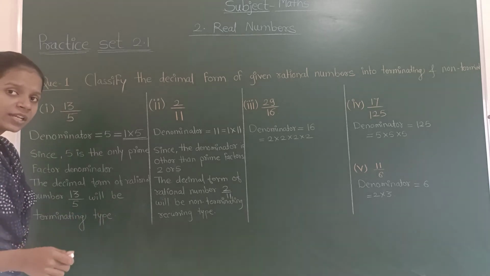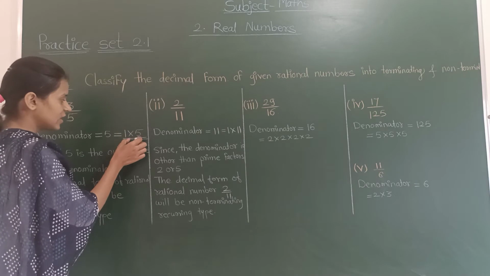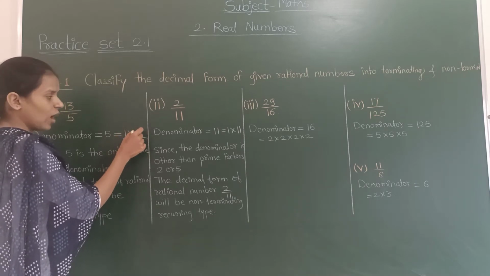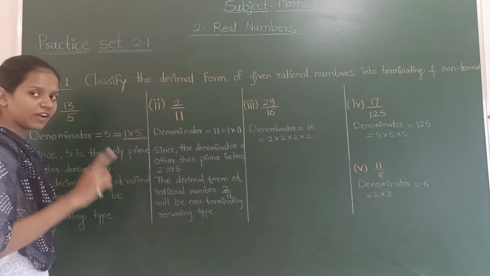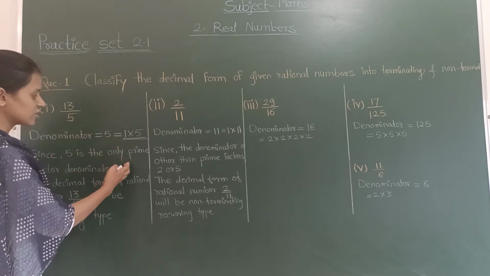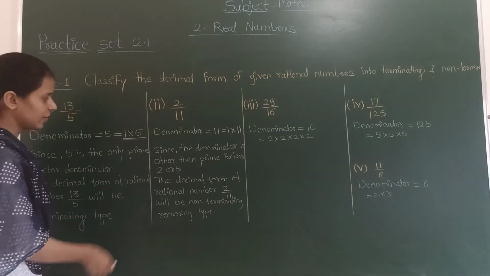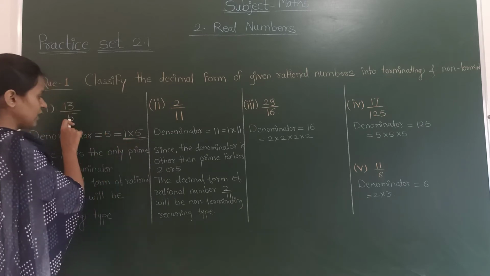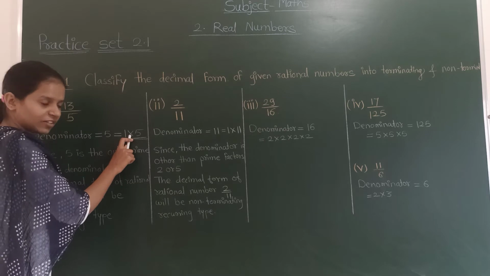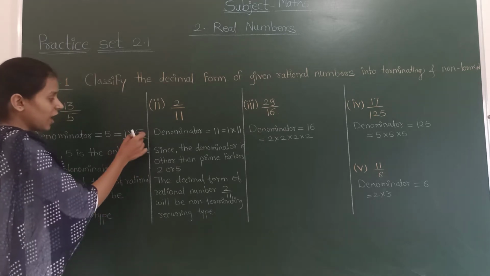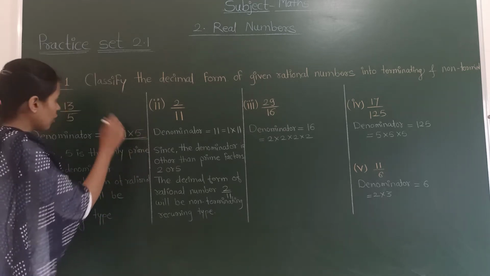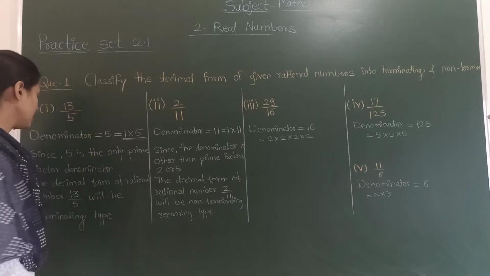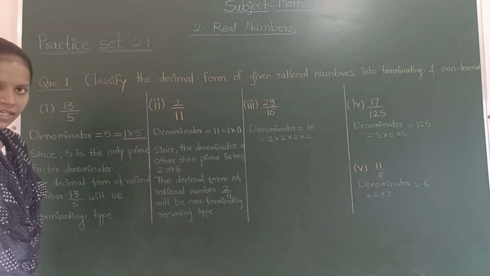Why will it be terminating type? Because the factor is 5, and if the factors are 2 and 5, then the rational number will be of terminating type. Here you can see the denominator is 5, the factors of denominator 5 are 1 into 5. So 5 is the only prime factor of this rational number. Therefore, this rational number will be of terminating type.